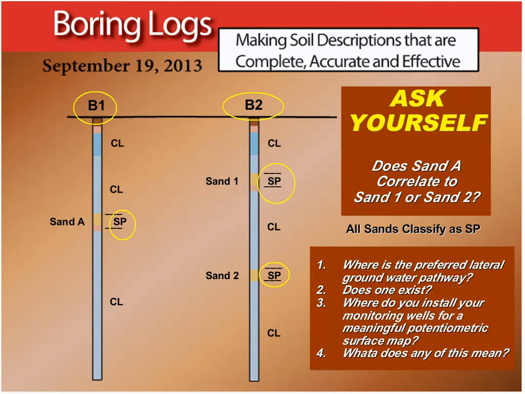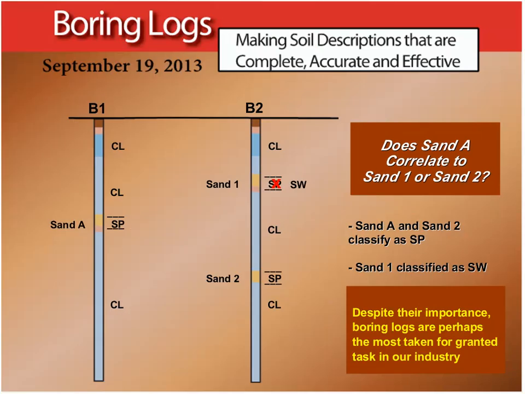If our job is to monitor and create a potentiometric surface map from this buried sand body, the question we must ask ourselves is, does sand body A correlate to sand body 1? Does sand body A correlate to sand body 2? Maybe neither correlate, or both. How do we know? Maybe it helps if the precise soil classification matches from boring to boring. For example, what if we change the classification in boring B2 from SP to SW? Does that help us correlate SP of sand body A to the SP of sand body 2?